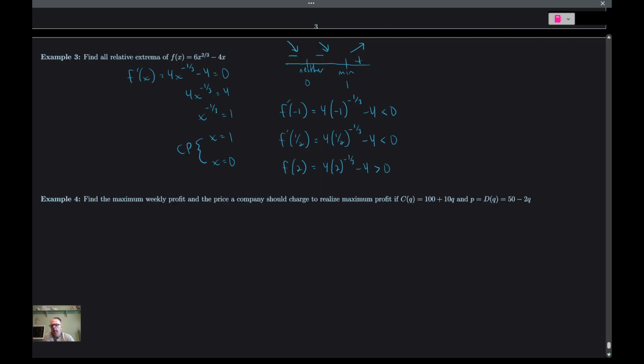So let's see. Now we just need to plug in f of 1. And we get f of 1 is 6 minus 4, which is 2. And so that will be our minimum. Don't need to worry about 0 because it's not a minimum or a maximum.